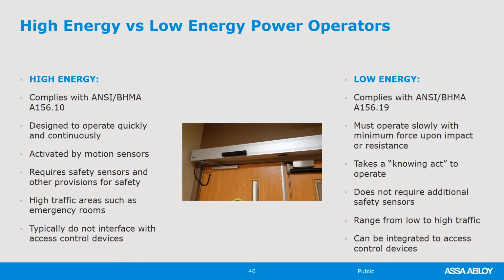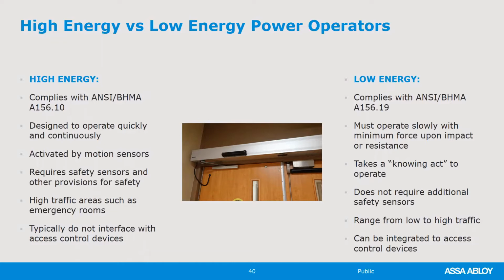The low energy operators comply with ANSI BHMA A156.19, and they must operate slowly with minimum force upon impact or resistance. In fact, they have a built-in obstruction detection, and after trying to move the door open, after 3 tries with very minimal force, it'll reverse direction and close, or reverse direction and open the rest of the way.